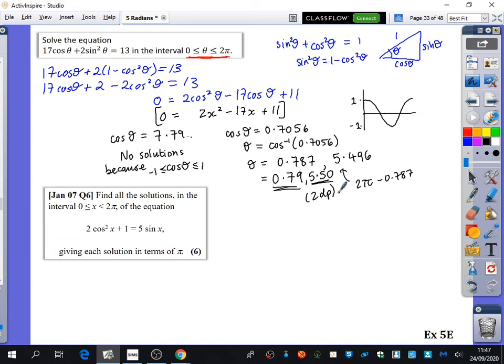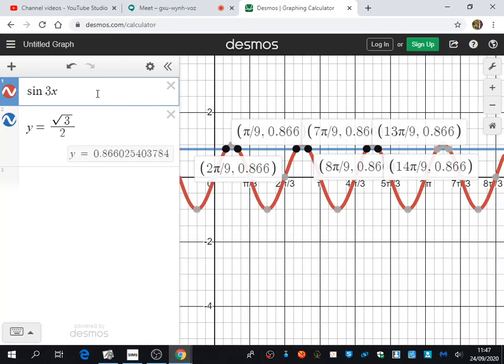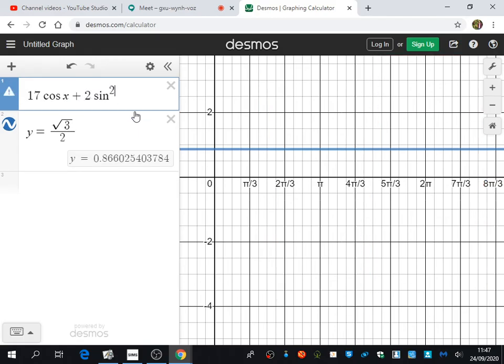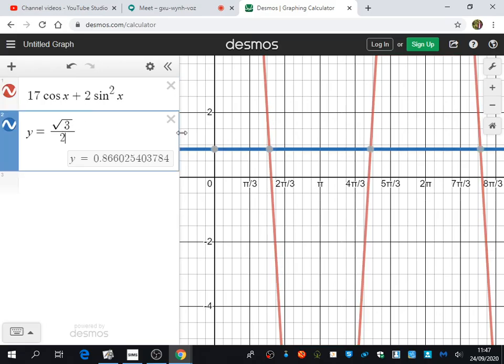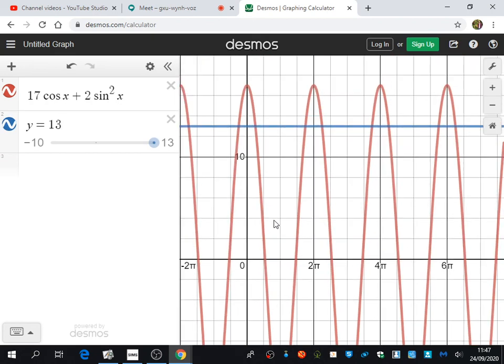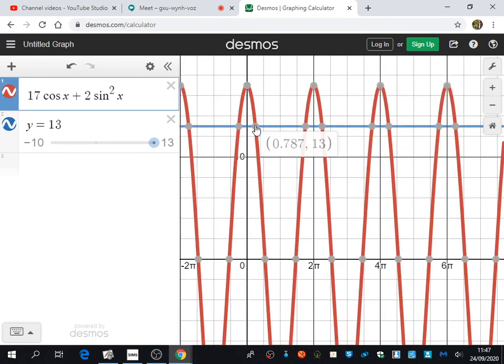What I'm going to do is show you on Desmos what this looks like. I know some of you will be like, Sarah, I know how to do this, but I just want to make sure that everyone is covered. You might not have looked at it for a while, or had me teaching you this in person. So I'm going to type in the left-hand side, which is 17 cos x plus 2 sine squared x. It looks like this. And I'm going to find out when it is equal to 13. So I'm going to scroll out now. So the solutions are 0.787 and 5.496, which is what we had.